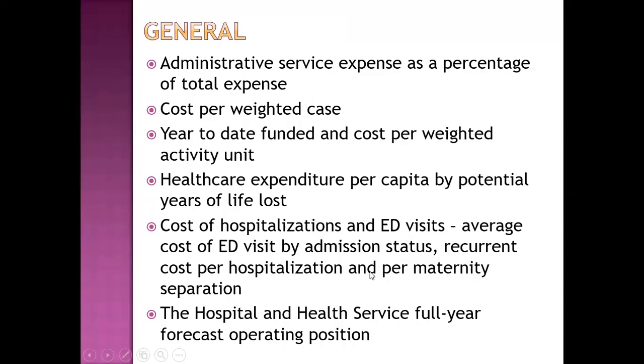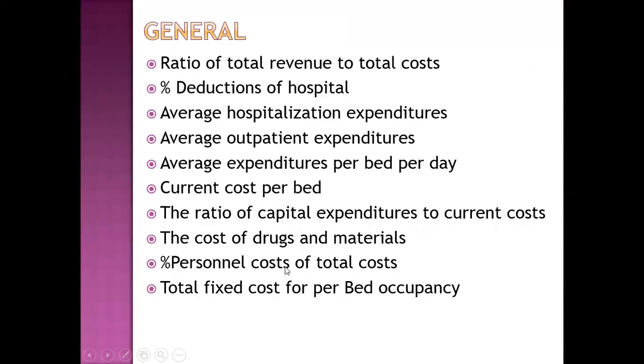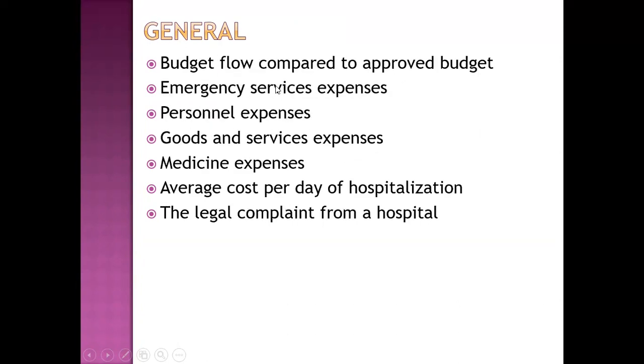recurrent cost per hospitalization and per maternity separation, hospital and health service full year forecast operating position, ratio of total revenue to total costs, percentage deductions of hospital, average hospitalization expenditure, average outpatient expenditure, average expenditure per bed per day, current cost per bed, ratio of current expenditure to current cost, the cost of drugs and material, percentage personnel cost to total cost, total fixed cost for per bed occupancy, budget flow compared to approved budget, emergency service expenses, personnel expenses, goods and service expenses, medicine expenses, average cost per day of hospitalization, the legal complaint from a hospital.